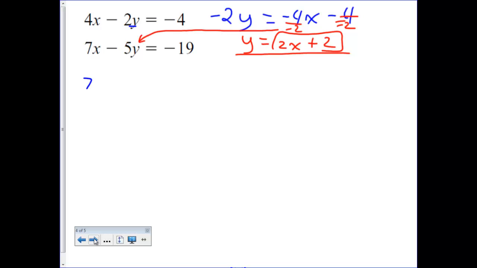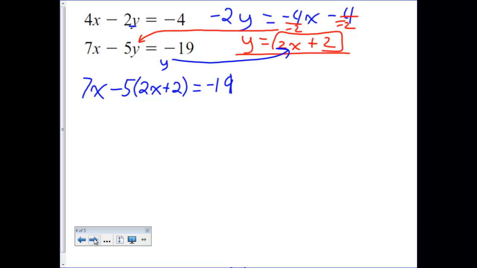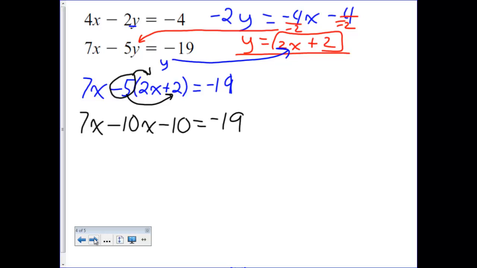Okay, rewrite that equation, so it's going to be 7x minus 5, parentheses, 2x plus 2 is still equal to negative 19. All I did was take the y that was right there and substitute it with that value. Now, one thing you've got to be careful of on this problem is when you start to solve it, you'll have a 7x there, but what you're distributing on the inside here is not just a 5, but a negative 5. So it's going to be negative 5 times 2x. That's going to give you negative 10x. And a negative 5 times positive 2 is going to give you a negative 10, and the whole thing is still equal to negative 19.